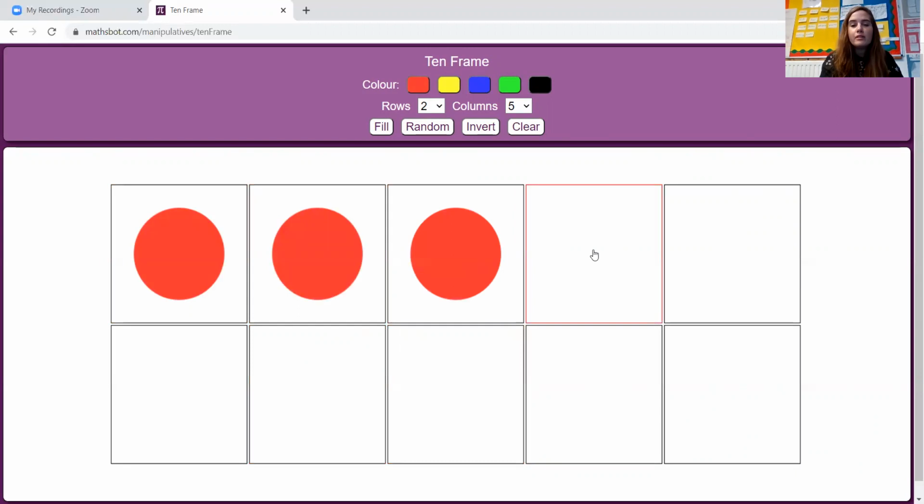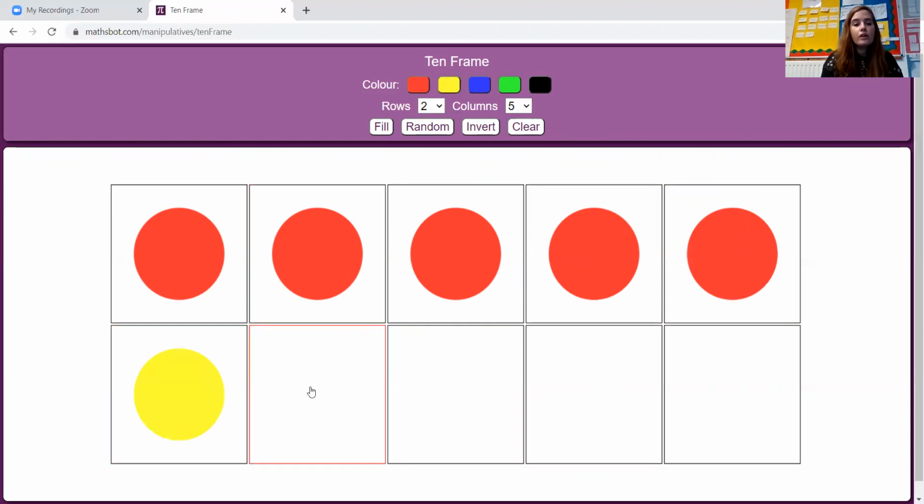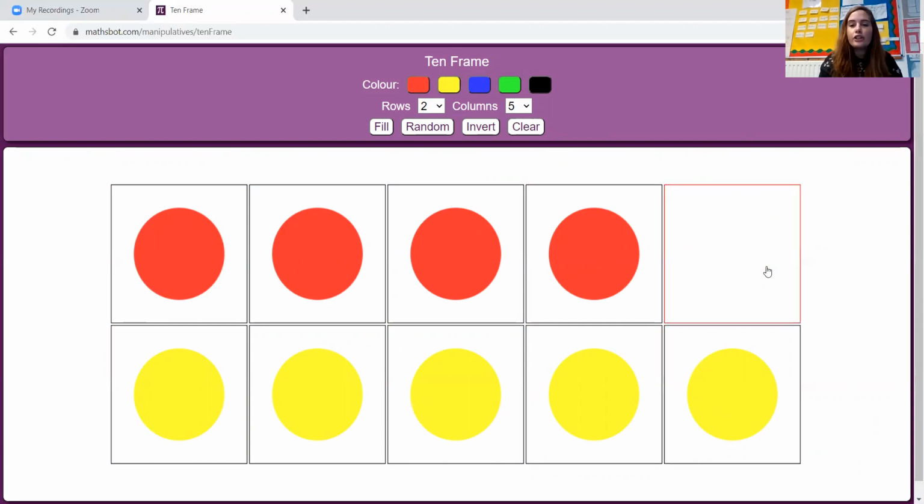Excellent. A number bond is where we bond two numbers together. We're going to add them together. So as you can see here, I've got 5 red and 5 yellow. 5 add 5 equals 10. Fantastic. Let's do a new one. Let's do 3 add 7 is equal to 10. Fantastic.